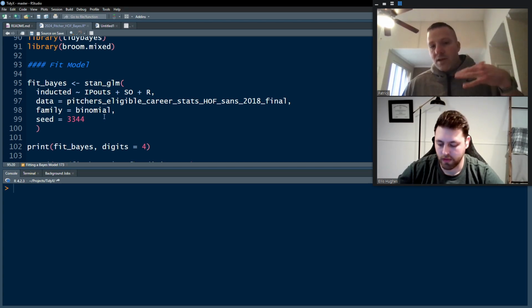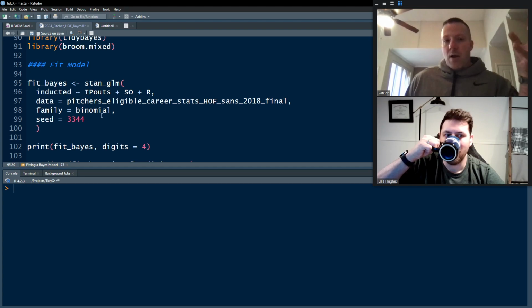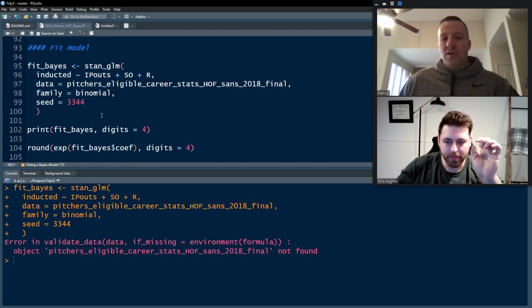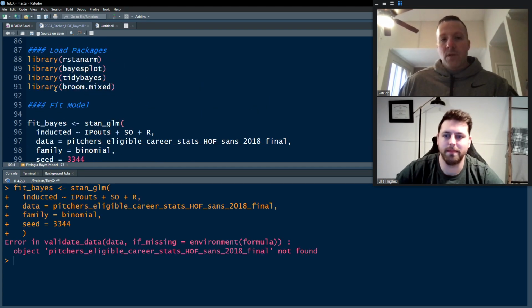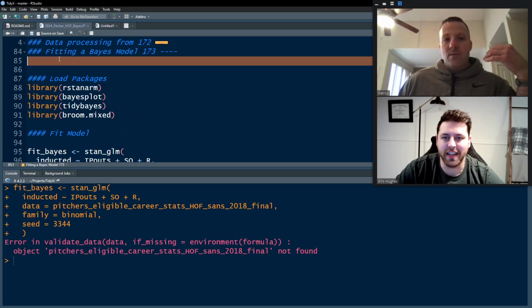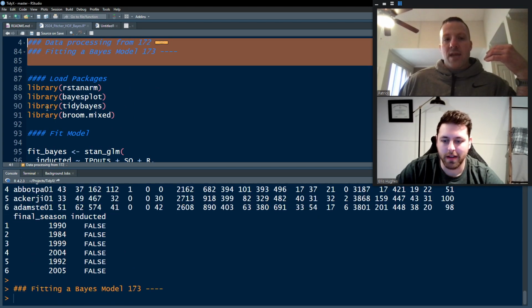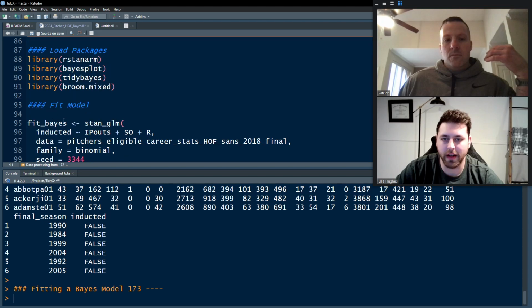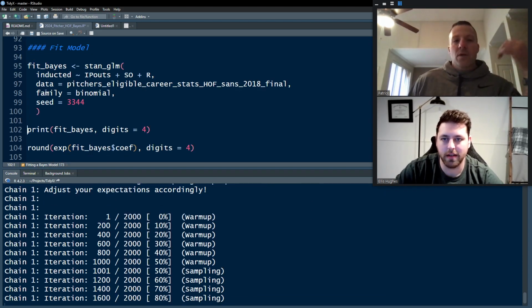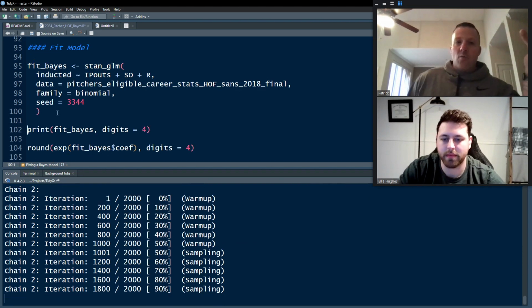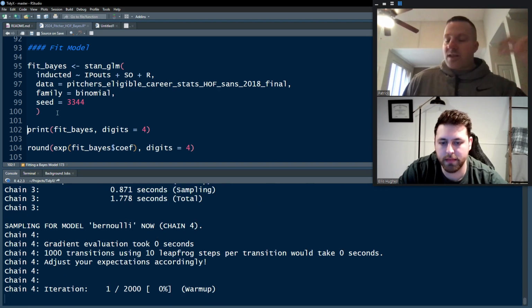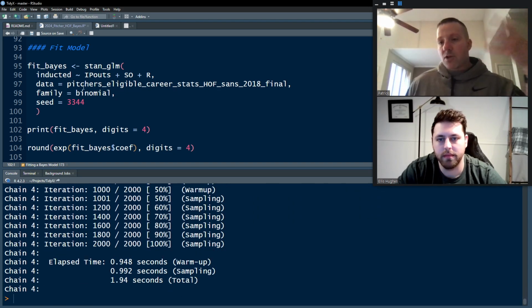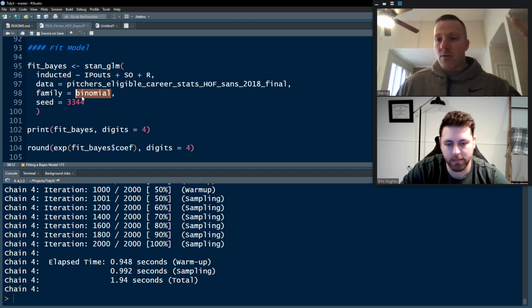So this is pretty easy to get off the ground. Everything here looks the same. We specify the model. I need to load all the data from before. We got to load the data. All right, now we've got it. So now I can run it. Specify the model, we tell R where the data occurs. We say that it's a binomial outcome, so it's a true or false, or a 1 or 0, did or did not make the Hall.